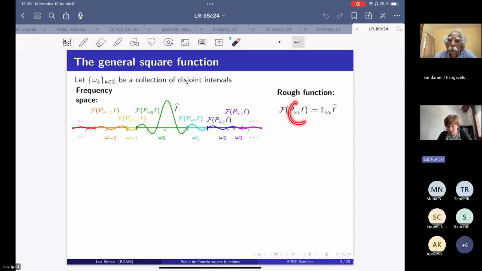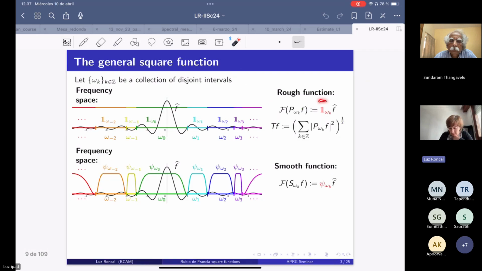The projection operator of the function on the interval omega k is defined by the Fourier transform as the indicator of the interval times the Fourier transform of f. Once I do this, I take the square of all these projections, sum over all the indexes k, and then take the square root of this quantity. This is then the operator T f.